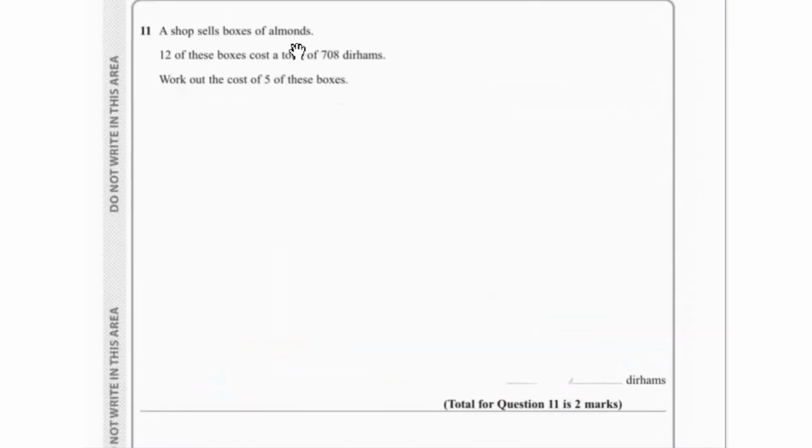A shop sells boxes of almonds. 12 of these boxes cost a total of 708 dirhams. Work out the cost of 5 of these boxes. So we have the cost of 12 boxes. So cost of one box is going to be 708 divided by 12. That's 59 dirhams.